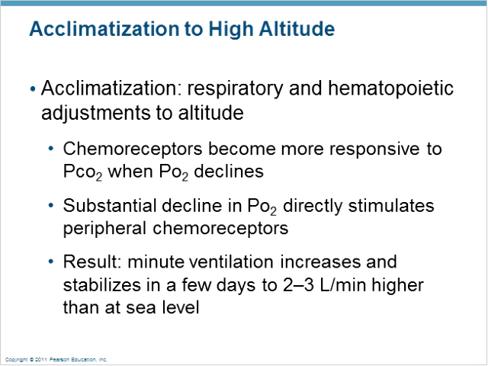The acclimation to high altitude. Acclimation is where the respiratory and the hematopoietic adjustments occur at altitude. The chemoreceptors become more responsive to CO2 when the PO2 declines. A substantial decline in PO2 directly stimulates the peripheral chemoreceptors, and the result, minute ventilation increases and stabilizes in a few days to 2 or 3 liters per minute higher than at sea level. So the higher you go, the faster the ventilation rate increases.